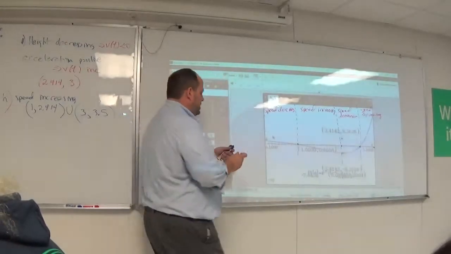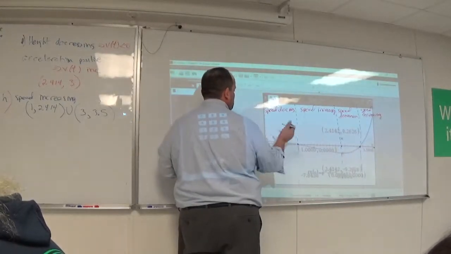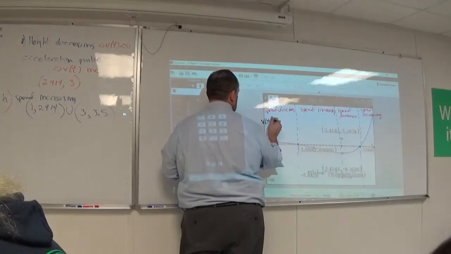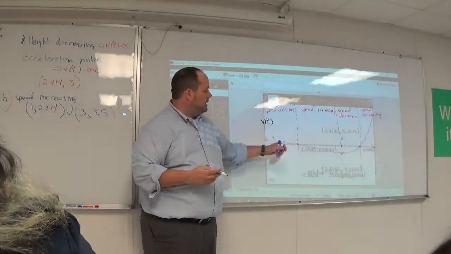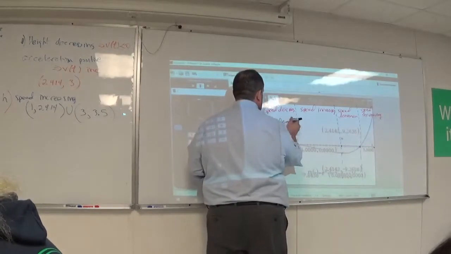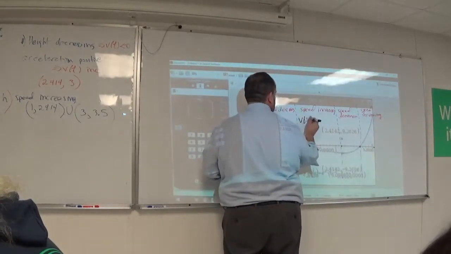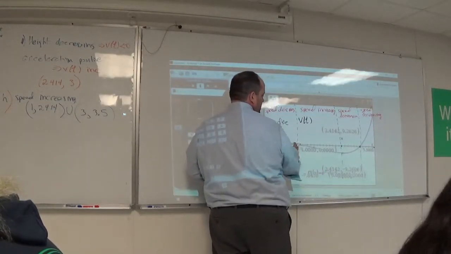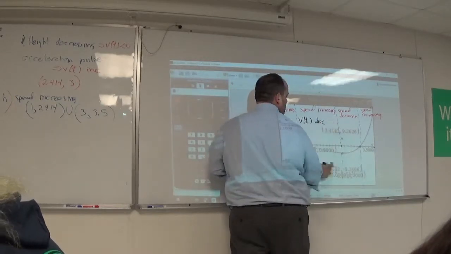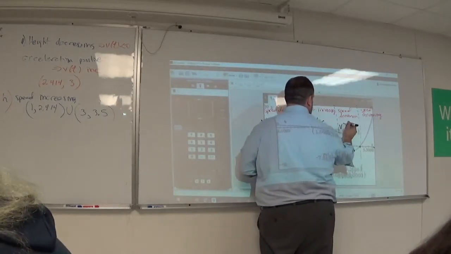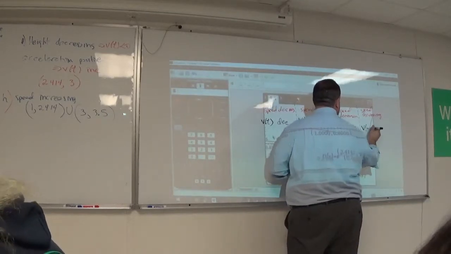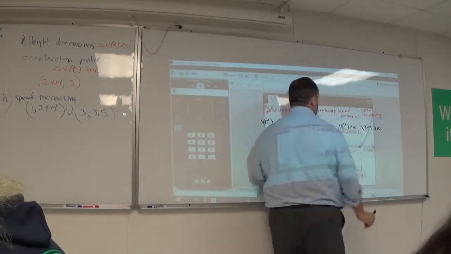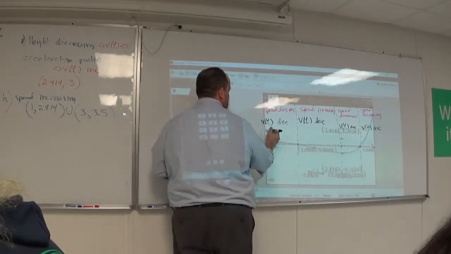Okay, I want to come back around. Let's look at velocity. Tell me about velocity. Velocity on this first interval? Decreasing. V of t decreasing. On this next interval, what's velocity doing? Velocity is decreasing. This next interval? Velocity increasing. This interval? Velocity increasing.